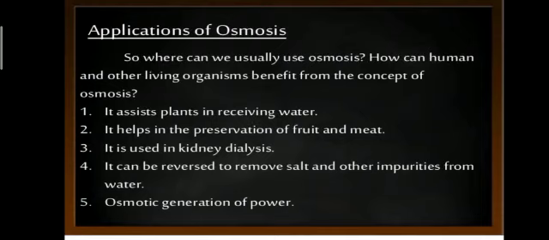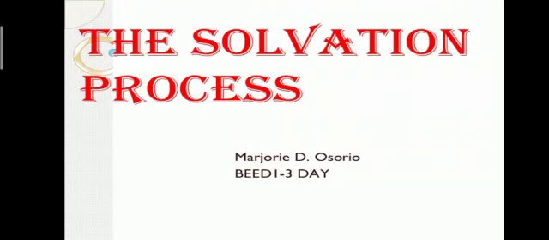cells. The concept of osmotic pressure can be used to calculate the molar mass of substances, especially of polymers. The mineral water sold in market is purified by reverse osmosis process. It assists plant in receiving water. It helps in the preservation of fruit and meat. It is used in kidney dialysis. It can be reversed to remove salt and other impurities from water. Osmotic generation of power. The next topic is solvation, the solvation process.